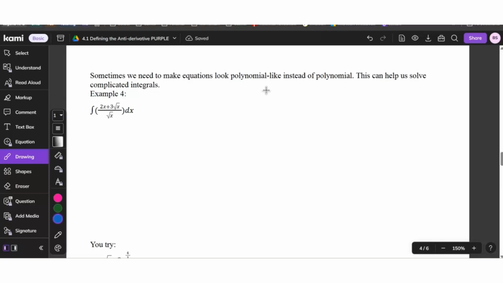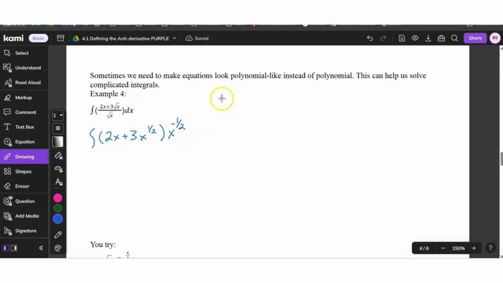Sometimes we need to make equations look like a polynomial instead of a fraction. It can help us solve the really complicated ones. So when we have fractions, you'll remember we did this before we learned any of our derivative rules as well. So this is awkward. My first step is going to be to turn it into a multiplication problem. So it's going to be the integral of 2x plus 3x, and remember, let's write those roots as fractions, times x, instead of 1/2, I'm going to put to the -1/2.